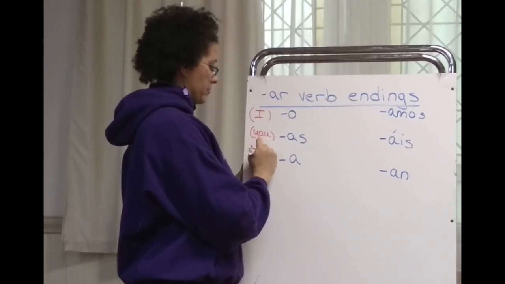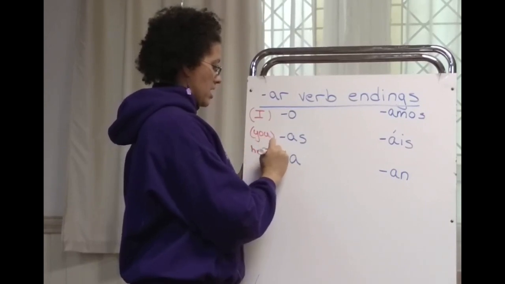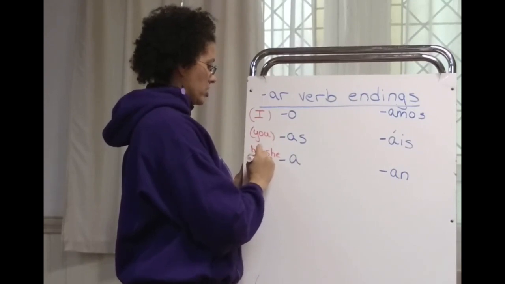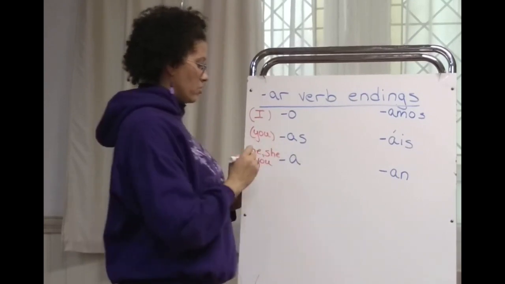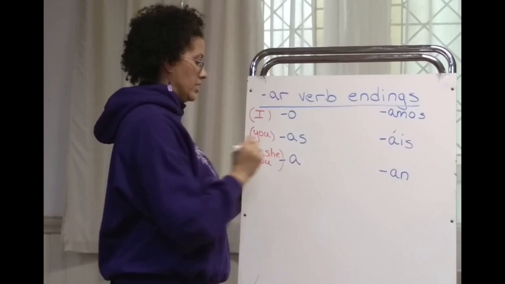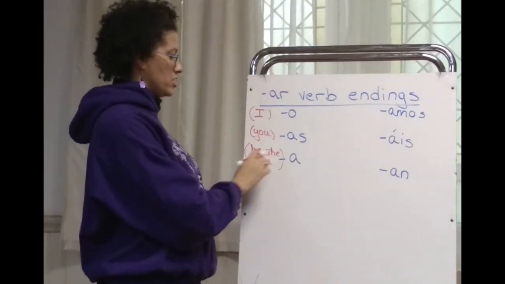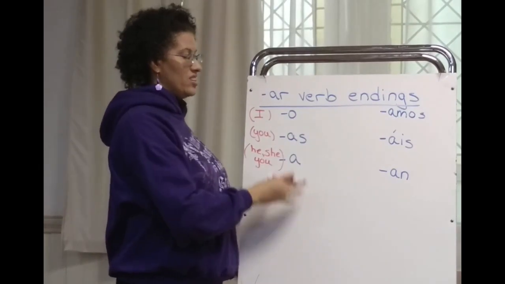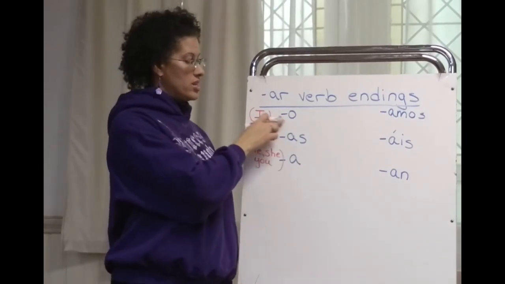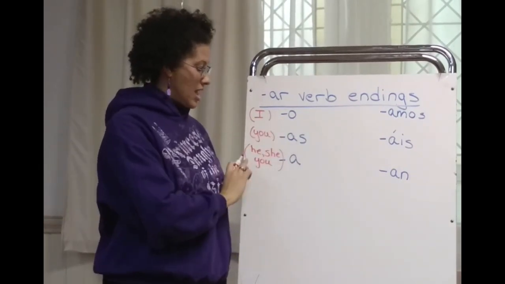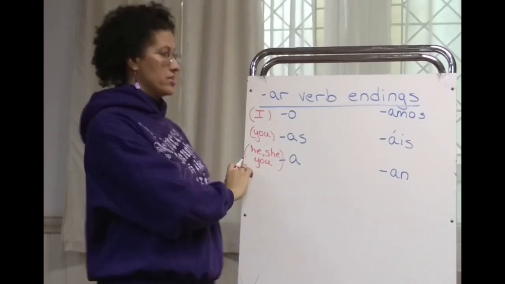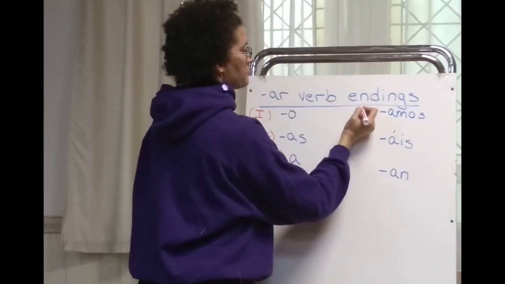For this one, the a ending, it's he or she or you. Now, that's going to take a little bit of explanation. I'll get to that in just a minute. He, she, or you. This whole side right here is singular. So we have the first person singular, second person singular, and this is all third person singular. We'll explain that in a minute.